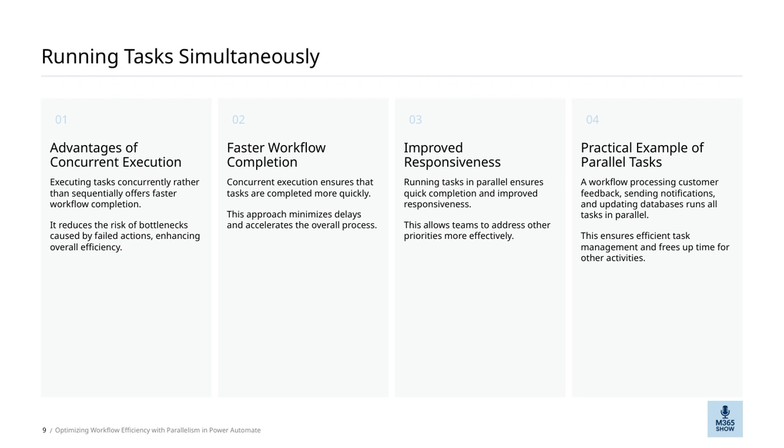Now, because tasks are completed concurrently, delays caused by waiting for one task to finish before starting the next are minimized. This significantly speeds up the overall process. And when we compare this to sequential execution, running tasks in parallel leads to faster workflow completion. Plus, it helps reduce bottlenecks, like when a single failed action stalls everything, making our automation more reliable and efficient. So, embracing concurrent execution isn't just about speed. It's about smarter, more resilient workflows that help us achieve our goals more effectively.